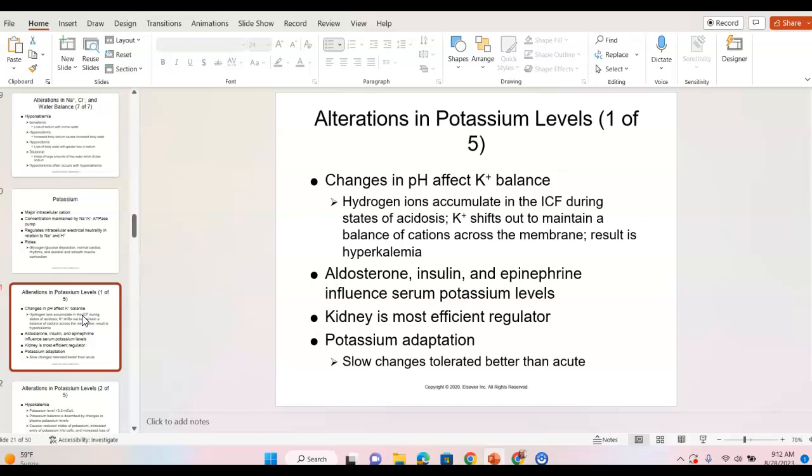The kidney is a very efficient regulator of potassium levels. It'll sense if the levels are getting too high, too low. Slow changes in potassium are tolerated better than acute. This is why people use potassium chloride to kill people, right? Because an acute change of potassium will cause the heart to stop beating.